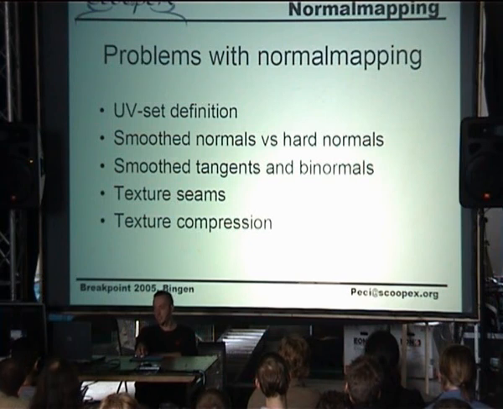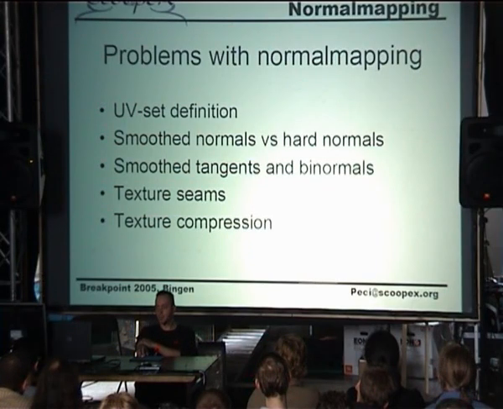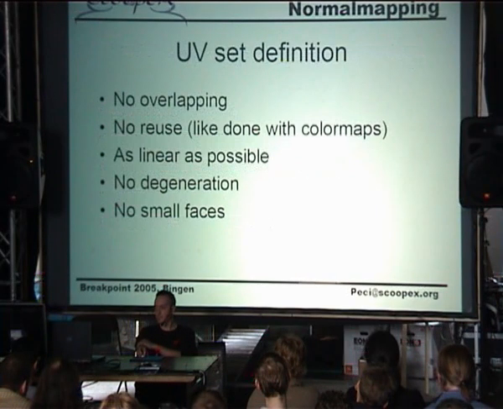Then there is the question of what happens if the normals or the tangents are not smooth. This will produce seams in the normal map. Then, what happens on texture seams, and what about texture compression? Because we're using the normal map as a texture, and if you DXT1 compress it, we get really bad artifacts.